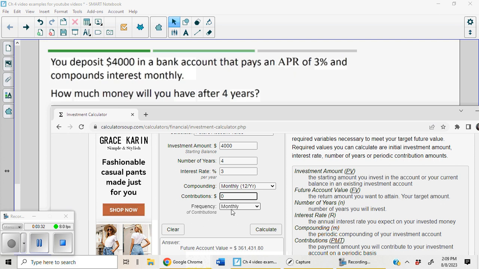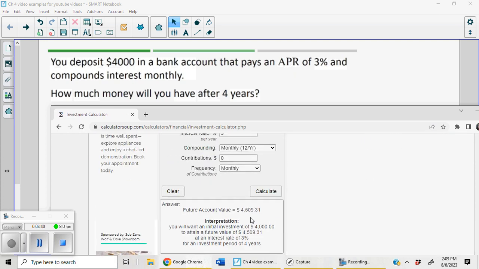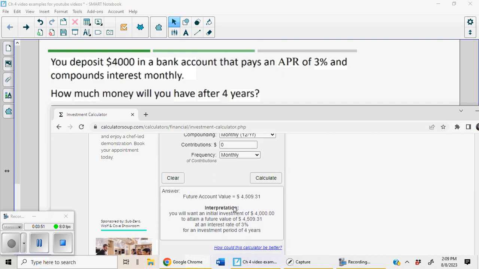The frequency is always going to match the compounding, so just make sure those match, and then calculate, and it's going to give our answer right here. So the future value of the account after 4 years is $4,509.31. And it goes on to give you a little interpretation there.